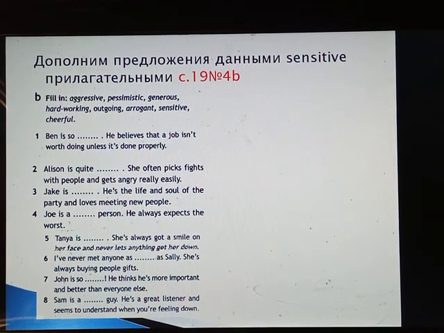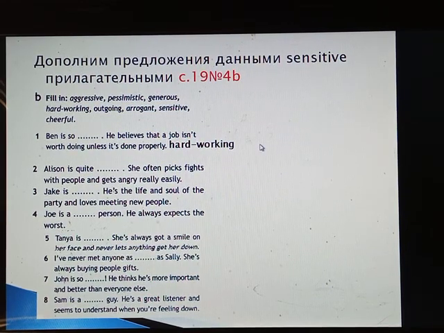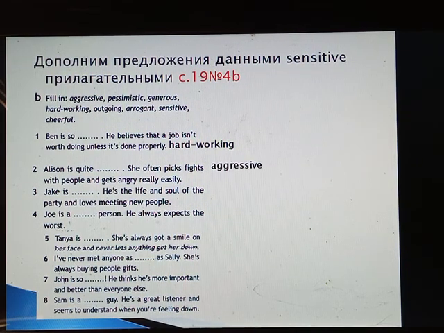Well, checking. Ben is so hardworking. He believes that a job isn't worth doing unless it is done properly. Alison is quite aggressive. She often picks fights with people and gets angry really easily. Jake is outgoing. He's the life and soul of the party and loves meeting new people. Joe is a pessimistic person. He always expects the worst. Tanya is cheerful. She's always got a smile on her face and never lets anything get her down.